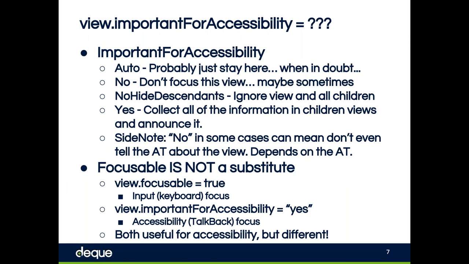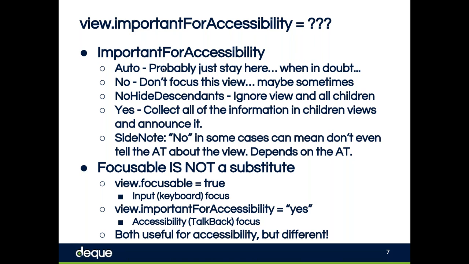And so basically, important for accessibility is one of the settings that you can set on a view, just like content description, just like a label for attribute. Auto is just going to be set by default, and I'll actually explain what auto does when I'm done explaining the rest of these. So let's talk about no. No means don't focus this view.